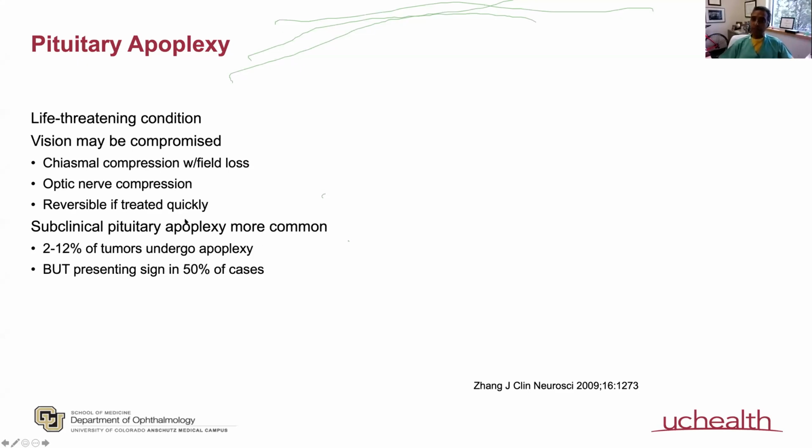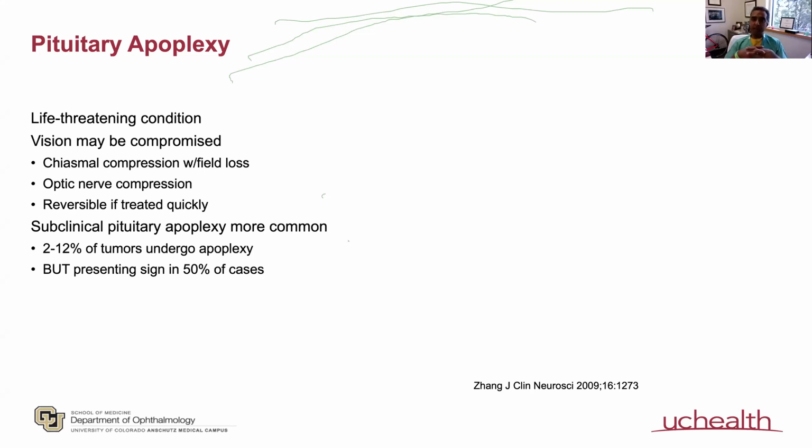Now, subclinical pituitary apoplexy is more common. In other words, if you see a patient who has bitemporal hemianopia and you get an MRI scan, you may find evidence in their scan that there has been intermittent hemorrhage. There may be heterogeneity within the pituitary gland that points to subacute or subclinical pituitary apoplexy. Because 2 to 12% of tumors undergo apoplexy. However, it's the presenting sign of the pituitary tumor in 50% of cases.